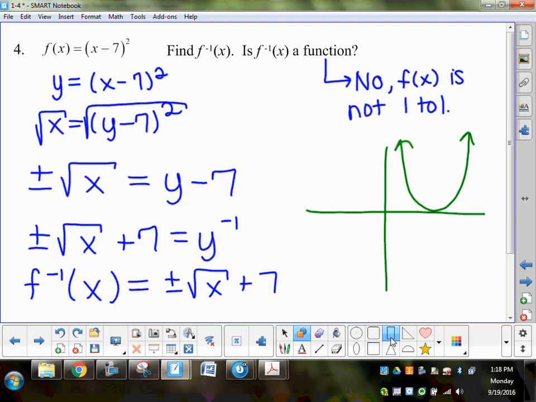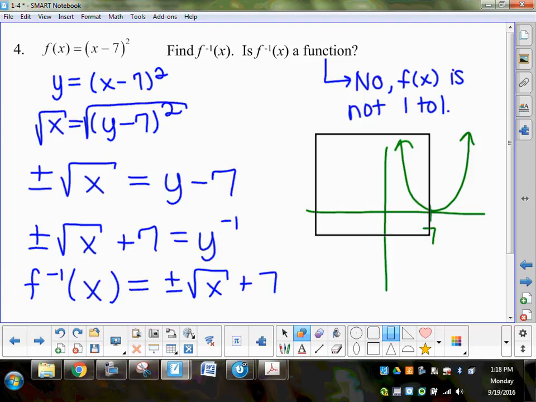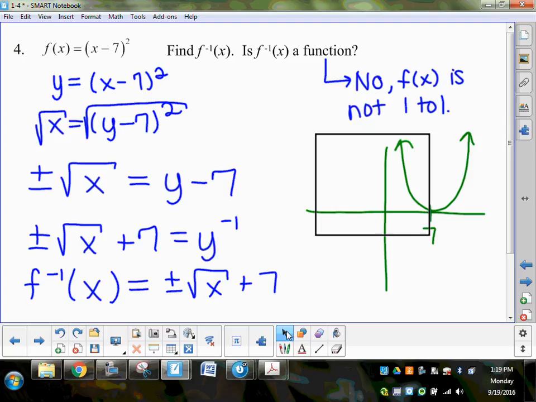Remember that this reached its lowest point at 7. Right? If I only look and I restrict my domain down, or say I'm only going to look at the x's from here over, is this right now 1 to 1? If I'm only looking in this window, is that 1 to 1? So if I make it so x is less than 7, could we have an inverse that's a function? Yes.